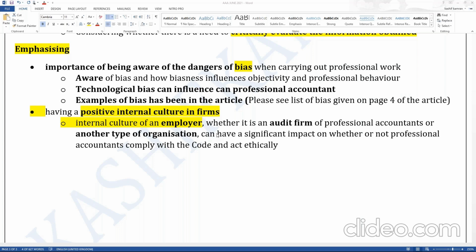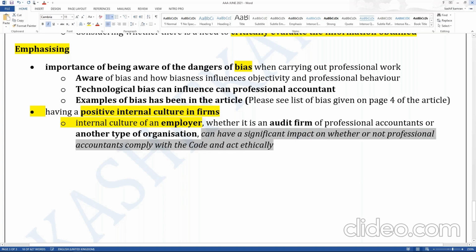So the internal culture of an employer can have a significant impact on whether or not the professional accountant complies with the code and acts ethically. Do you agree with this? Do you believe the internal culture of an employer can really be important when it comes to compliance with the code of conduct, when it comes to complying with ethical standards? So do you believe if an organization has a good culture, if an organization has good leadership, it can really bind you to comply with the code of conduct? So the culture of the employer is very important, right? When it comes to compliance with a code of conduct.